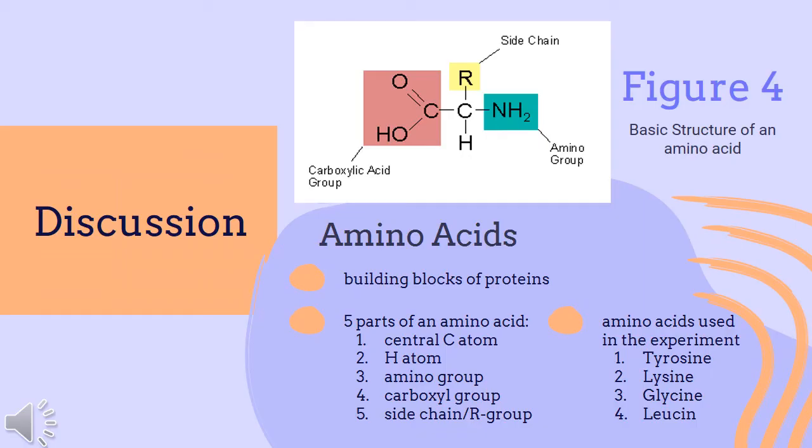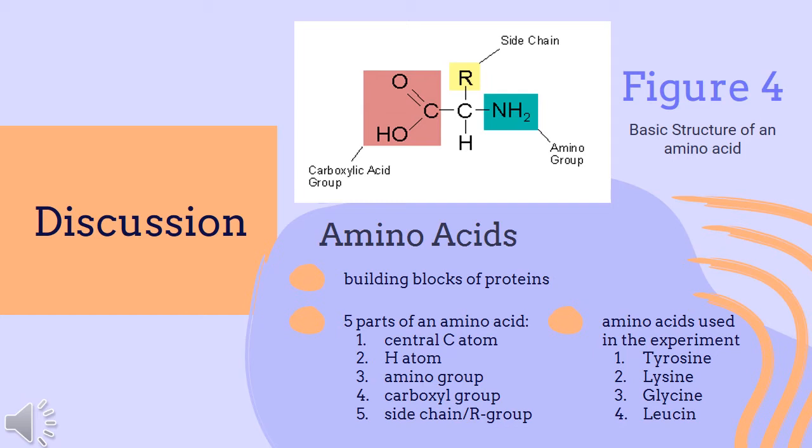Now let's proceed to the discussion of the results. Before we talk about the factors that affect the speed and distance of migration of the amino acids, let's have a recap about amino acids first. So, amino acids are organic substances that function primarily as building blocks of protein, as well as regulators of metabolic pathways that are essential for immunity, growth, reproduction, and maintenance.